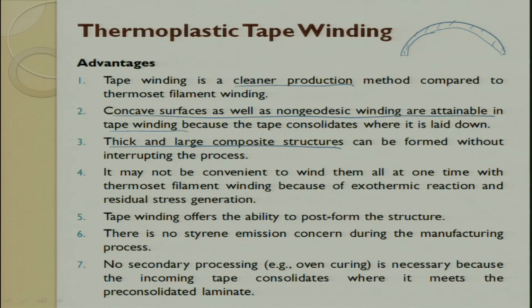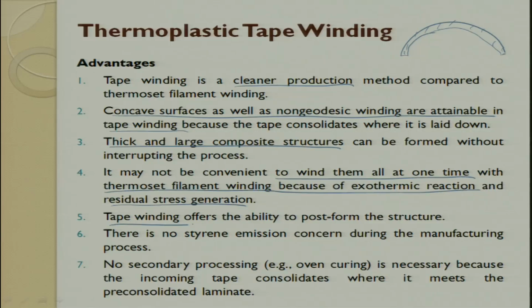it really needs skill. It may not be convenient to wind them all at one time, so they do it piecemeal, and then they try to make it with a thermoset winding process. So, see here what happens is in thermoset winding process, it is exothermic in nature, so it releases heat. This release of heat always tries to distort the nearby area. So, as far as thermoplastic composite, this type of problem is not there.